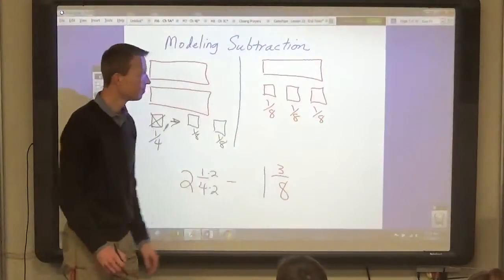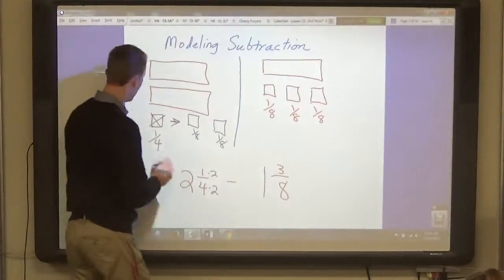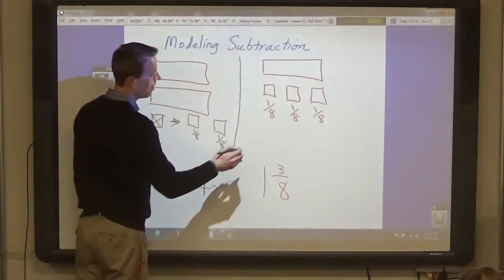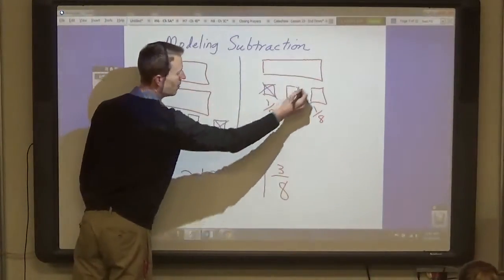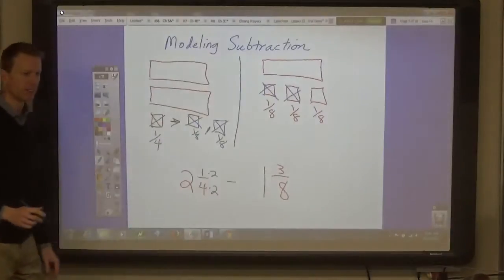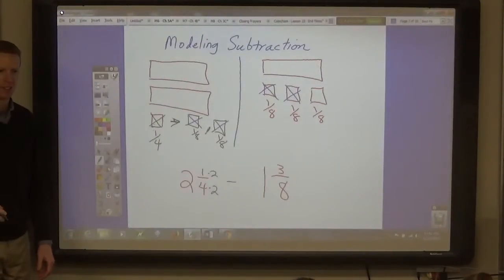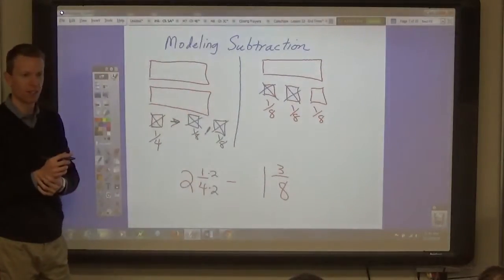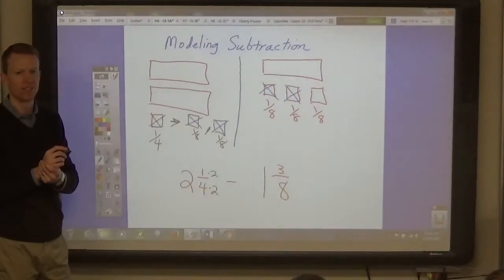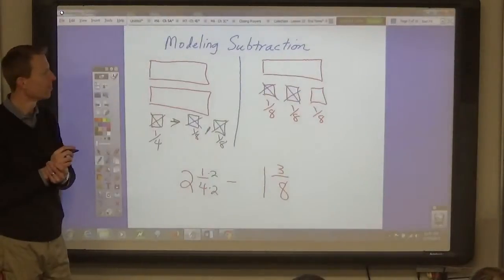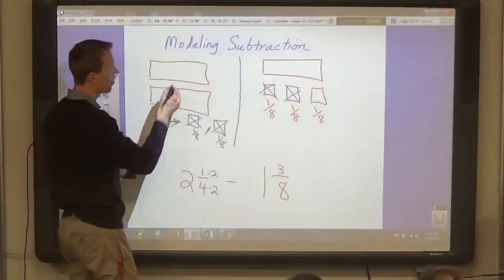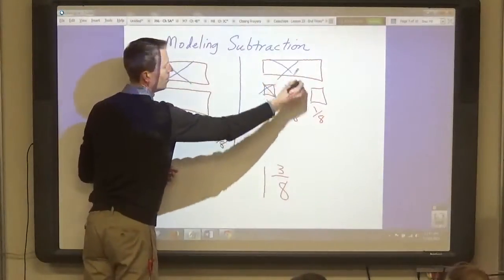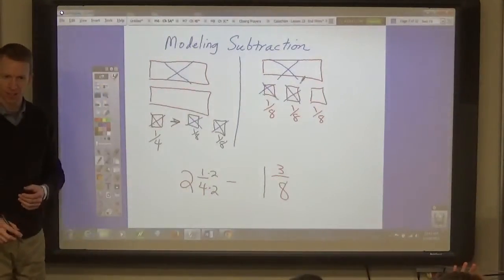Can we take away 3? Uh-oh. So now what do we have to do? We can take away 2, but we don't have enough pieces. So then what? Can't subtract the wholes yet. We still are subtracting. We still have to take away 1/8 from 2 wholes. Now what do we have to do? Roy? Subtract the wholes. But, okay, we could take away 1 whole, but we still have to take away an 8. Ooh.